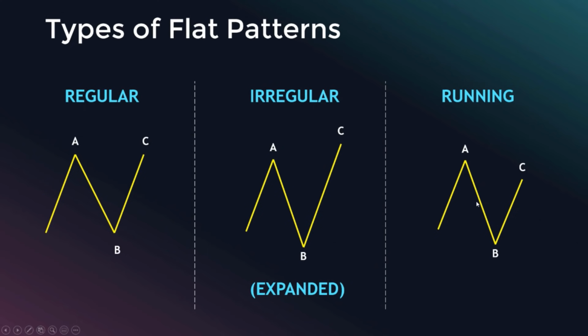And then we have a running flat where we have the A moving to the upside, we have a larger B, so the B wave is larger than the A wave as far as price is concerned, but then the C wave stops short of the A. So when we're realizing that flats are basically, in my viewpoint, connective patterns between two likely directional moves, it is important to understand what flat do we have. Is it a regular, irregular, or expanded, or a running flat?